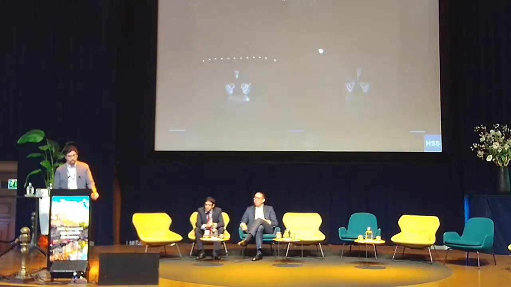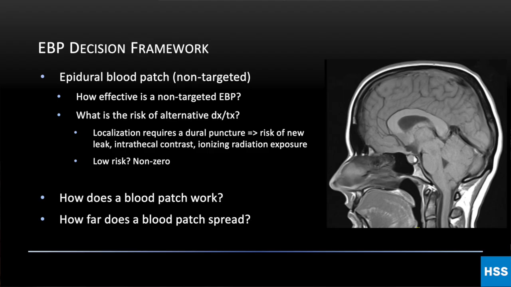CT imaging is also a great guidance technique for blood patches. I prefer CT fluoroscopy. It's very safe, fast, and accurate. So let's go back to our case and think about a decision framework.